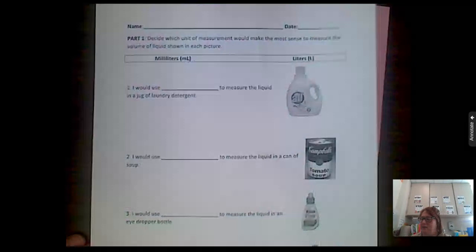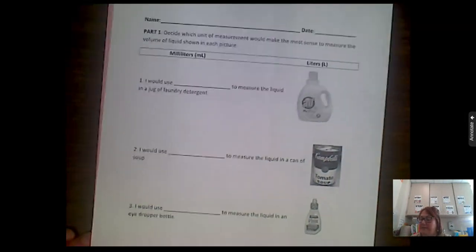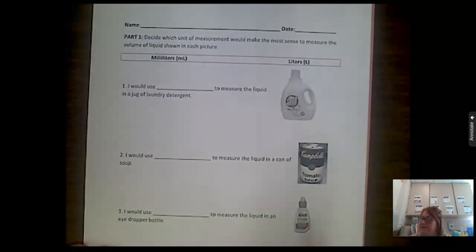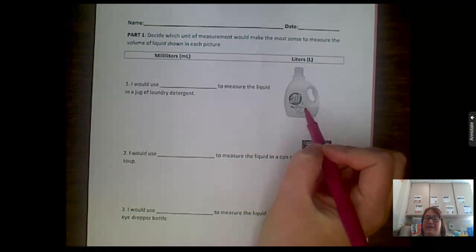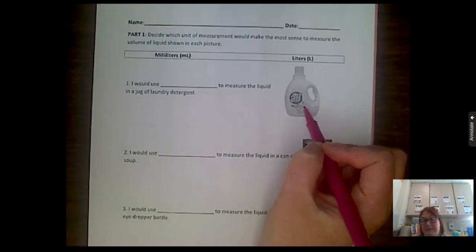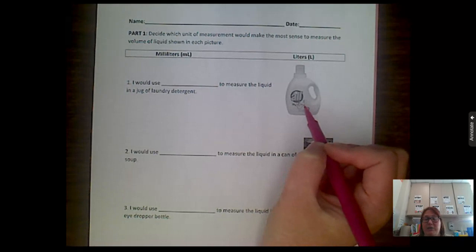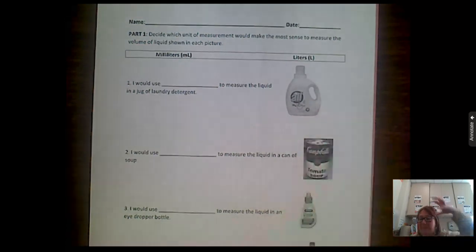I just want you to follow along with me to get a better feel for liters and milliliters. This is a big thing of laundry detergent. Do you recognize this? Maybe at your house, mom or dad or whoever does the laundry. This is a pretty big jug, right? It's a good sized jug that has our laundry detergent in it.